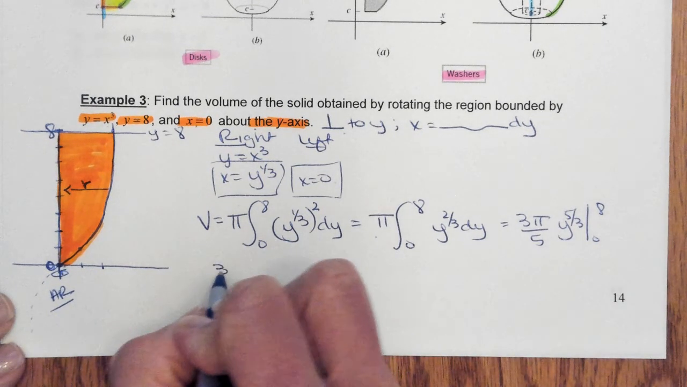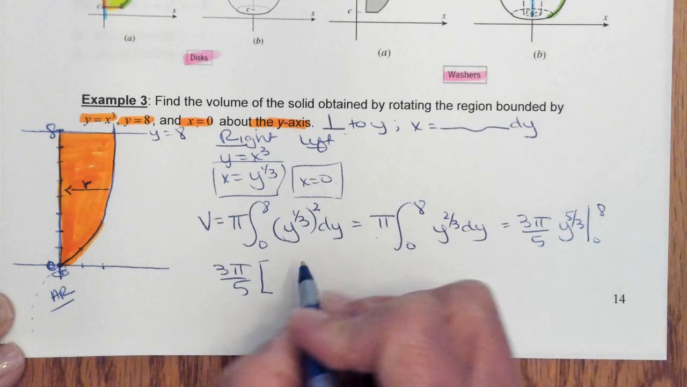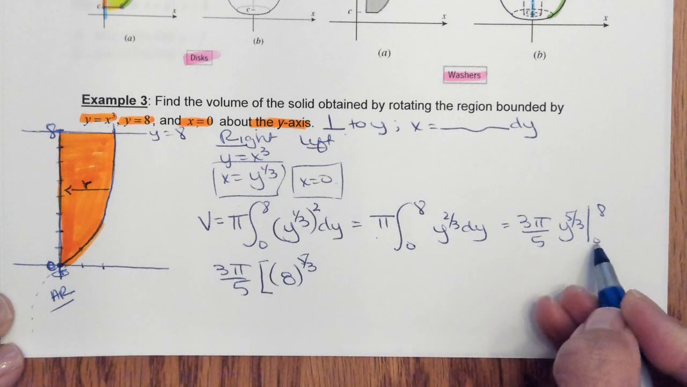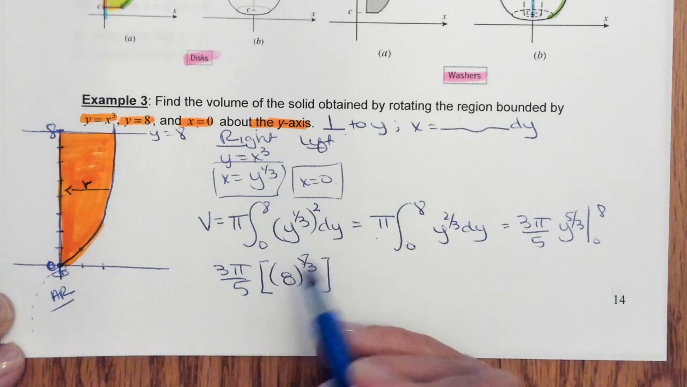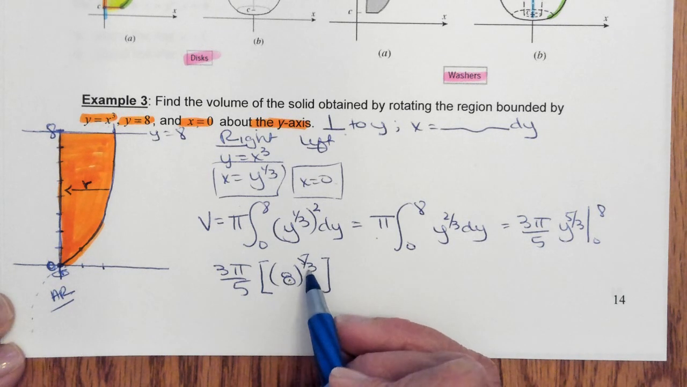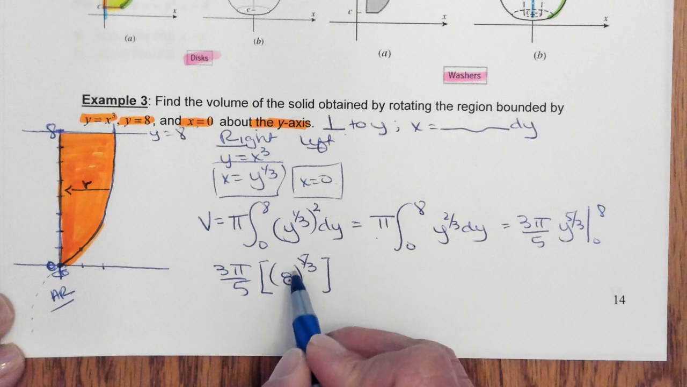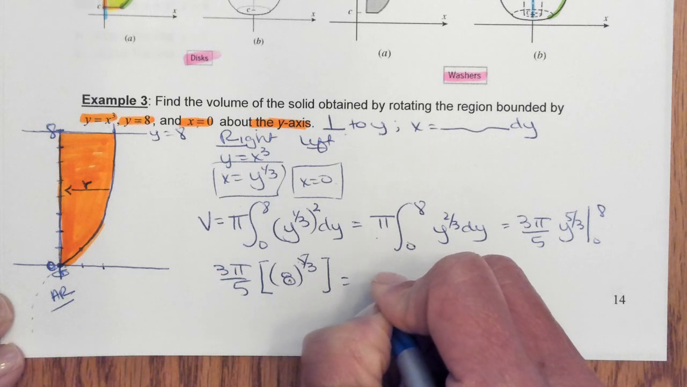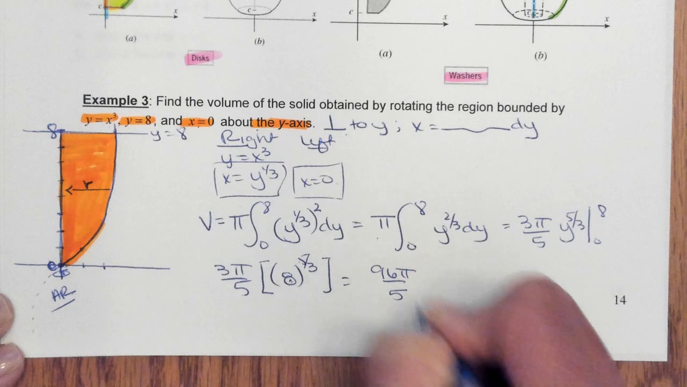So you have 3 pi over 5 times, evaluating at the top, you have 8 to the 5/3 power minus 0 to the 5/3, which would be 0. Okay, this means I could take 8 to the 5th power and then take the cube root, but I have no idea what that is. Cube root of 8 is 2. 2 to the 5th power is 32. So what is that? 96 pi over 5.